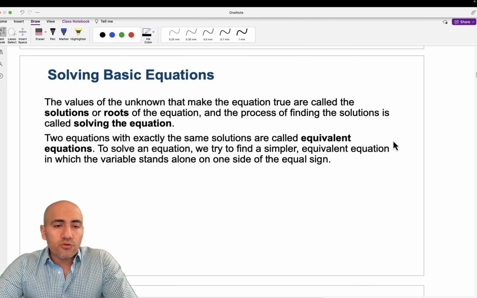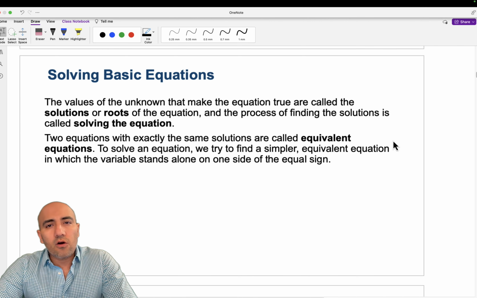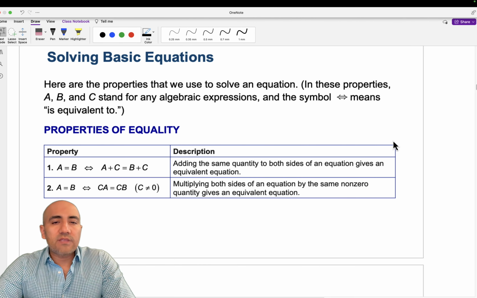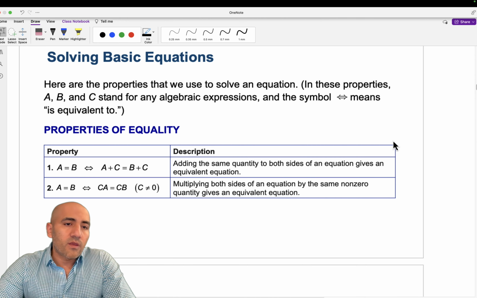equation. And the process of finding solutions is called solving the equation. Two equations with exactly the same solutions are called equivalent equations. To solve an equation, we try and find a simpler equivalent equation in which the variable stands alone on one side of the equal sign. So here are the properties that we use to solve an equation.